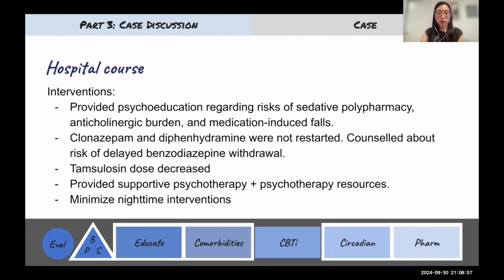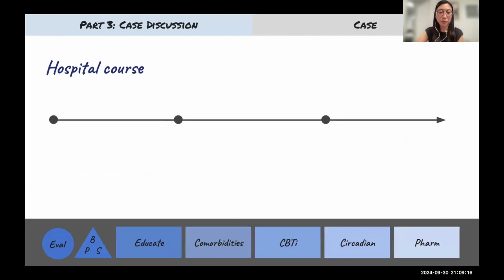And in addition to that, trying to regulate the circadian rhythm as much as we can in the hospital. So talking with the staff about minimizing nighttime interventions, consolidating labs and vitals to the daytime as much as possible, placing him in a room that's near a window. All of that will help a patient regulate his sleep-wake cycles a little bit better.